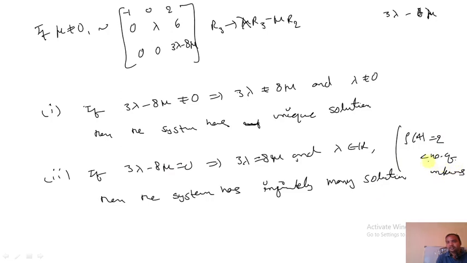If this term is non-zero and lambda is non-zero, then the rank of A equals 3, equal to the number of unknowns. No need to write this, just keep this rank concept in mind. This is the procedure to find the values of lambda or nu for which the system has a unique solution or many solutions. Thank you.